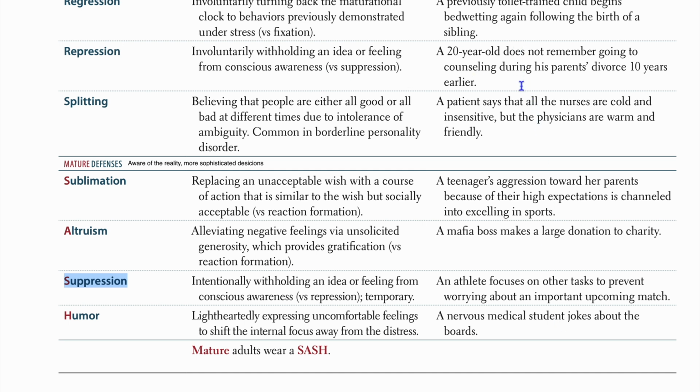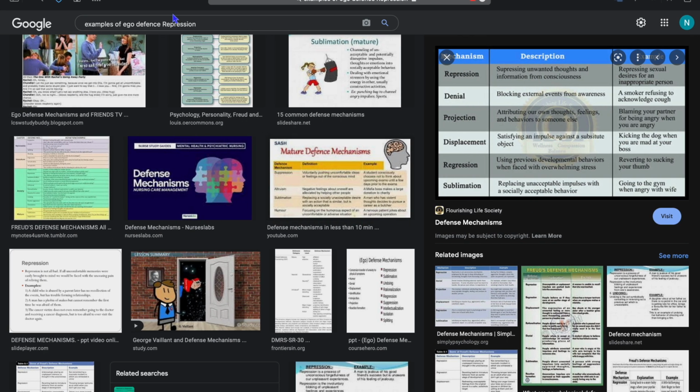It's hard to differentiate between the two in a given scenario, but with repression they don't acknowledge it at all. So it's kind of like an amnesia. Whereas with suppression they know about it, they're just choosing not to think about it because it's affecting their other day-to-day life or tasks. So intentionally withholding an idea or feeling from conscious awareness, versus repression. It's temporary. That's important. Okay, so an athlete focuses on tasks. Let's see if there are other examples of these.